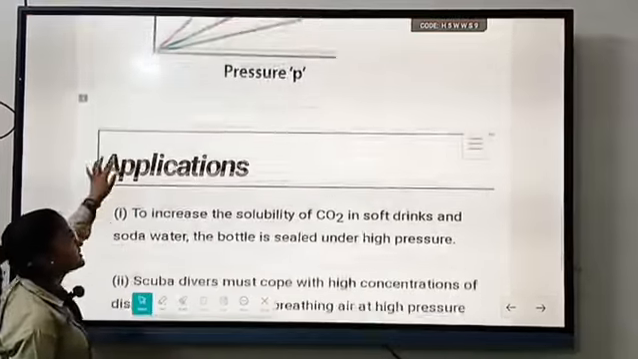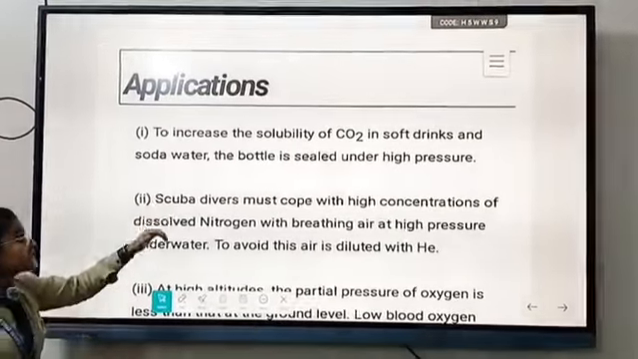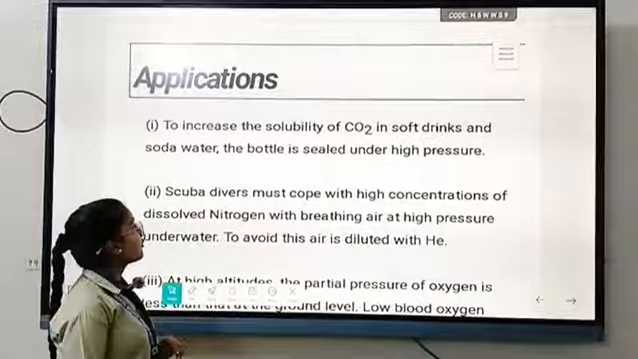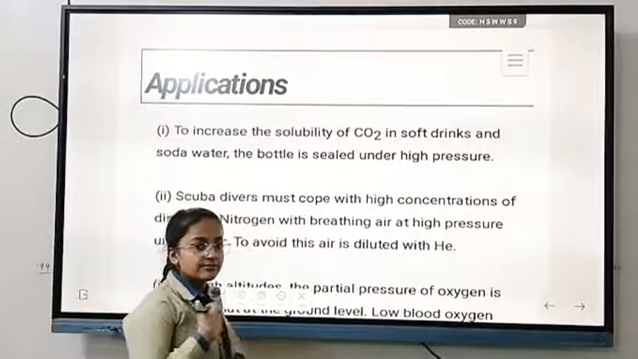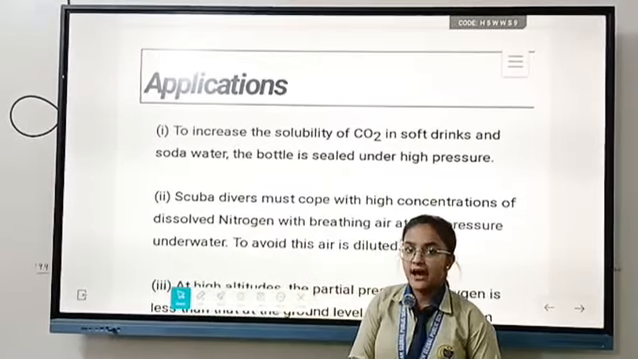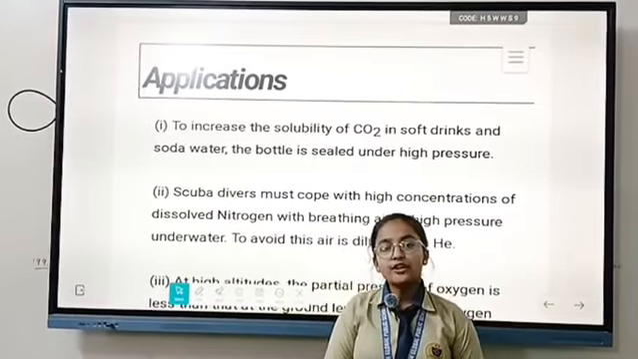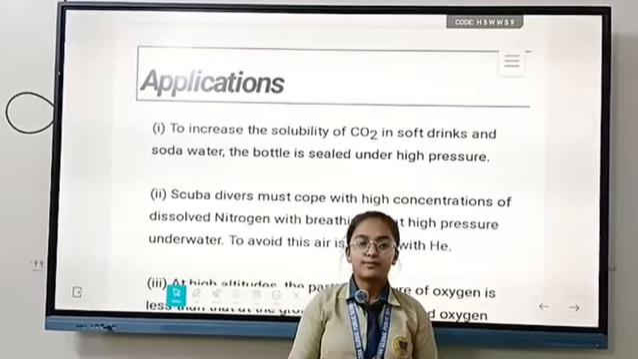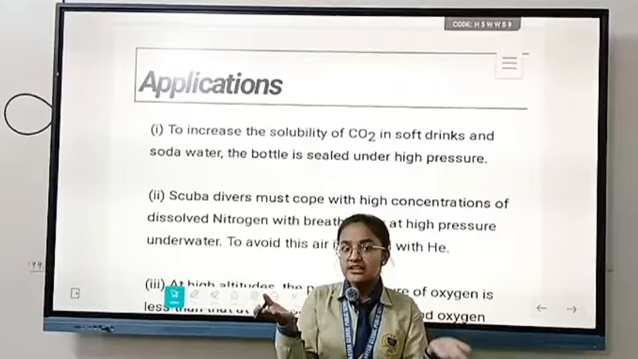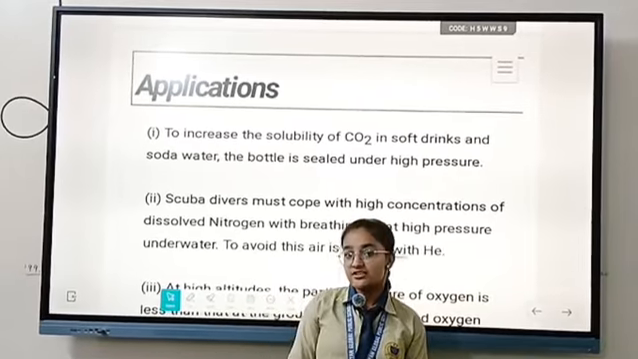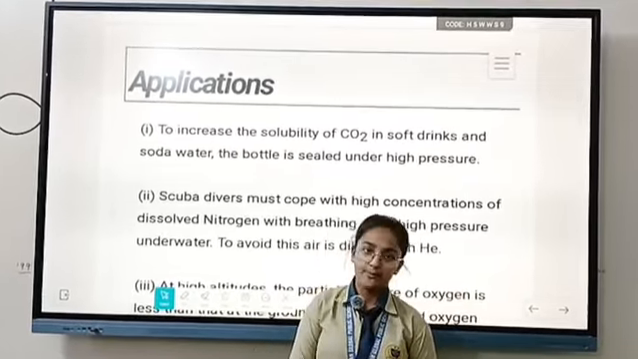Now let's see the applications of Henry's law. First is to increase the solubility of carbon dioxide in soft drinks and soda water. The bottle is kept under higher pressure. As we previously discussed in this example, in soft drink bottles the carbon dioxide gas is placed under higher pressure. If the pressure increases, the solubility of gas also increases. If pressure decreases, the solubility of gas also decreases, and the gas will begin to escape.